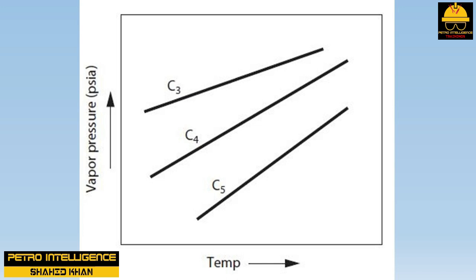The vapor pressure of a light component at a given temperature divided by the vapor pressure of a heavier component at the same temperature is called the relative volatility. You can use a vapor pressure chart for relative volatility calculation. One source is your API data book.